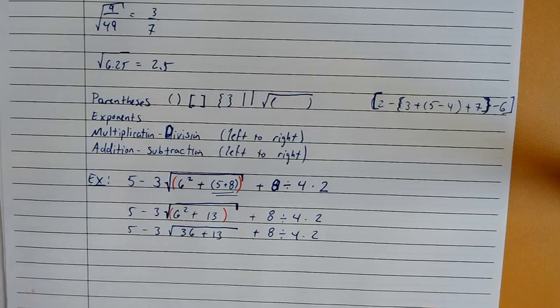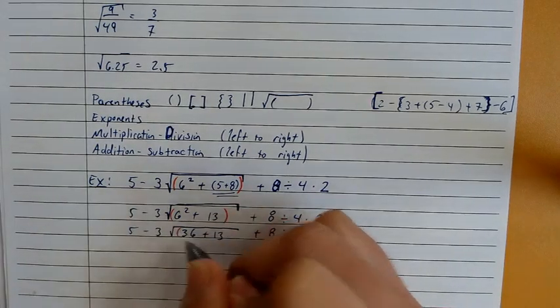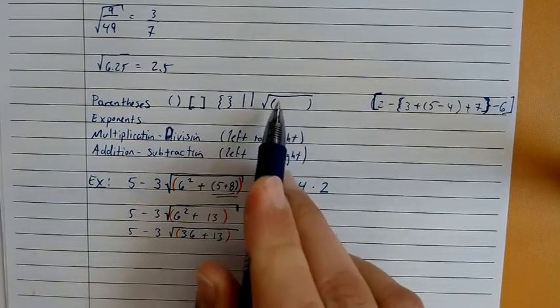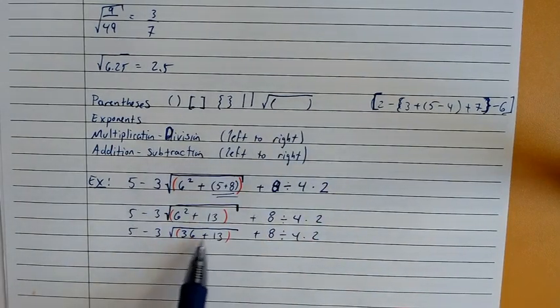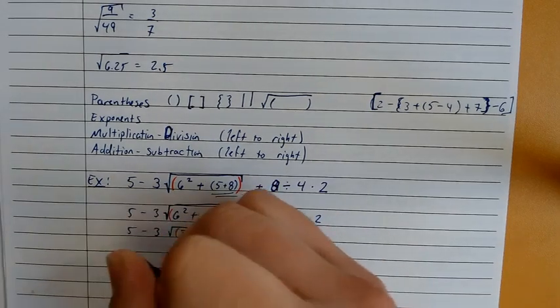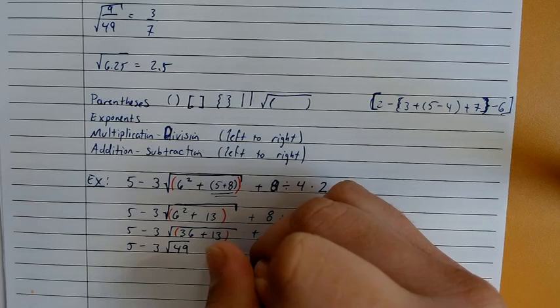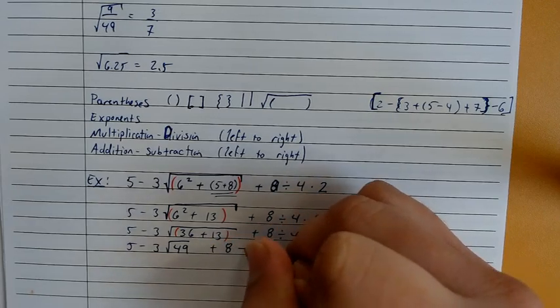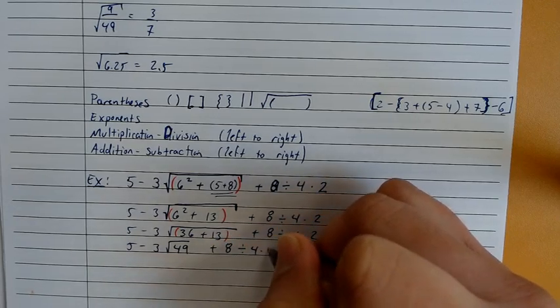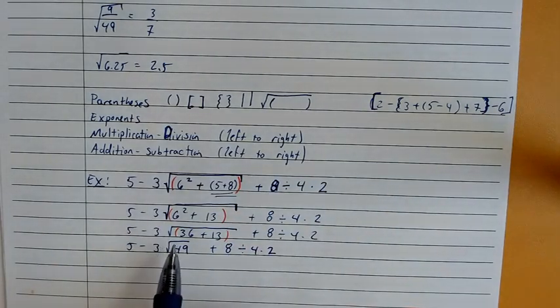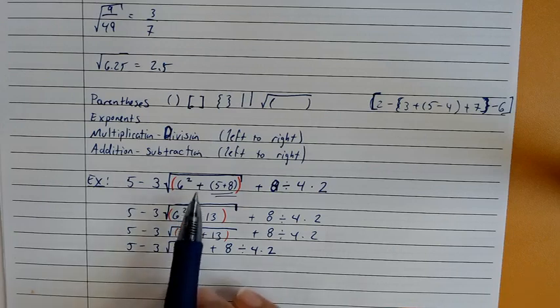Okay. Well, again, I still have parentheses because everything inside of the radicand is one expression. So that's the last operation still in those parentheses, so let's complete that. 36 plus 13 is 49. All right. Okay, so now let's continue. Notice this has been condensed down to a single number.